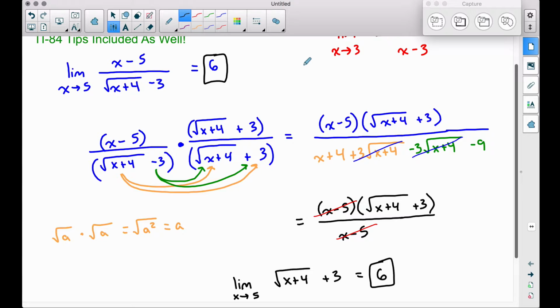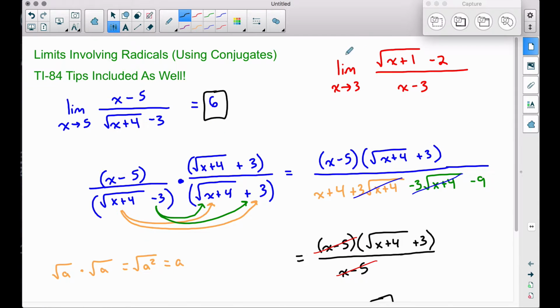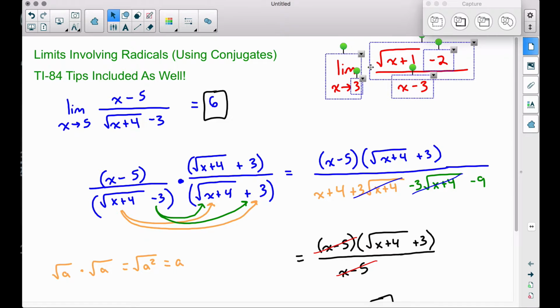So we looked at the TI-84 for that example to motivate the idea that it was 6, and now we have actually seen how to do this algebraically. Let's do this next example up here in red. To save a little bit of time, you could go type this into the TI-84 and do the table approach or the graphical approach, but now we're going to rationalize the numerator. I'm going to go ahead and jump straight into the algebraic approach to solve this one.